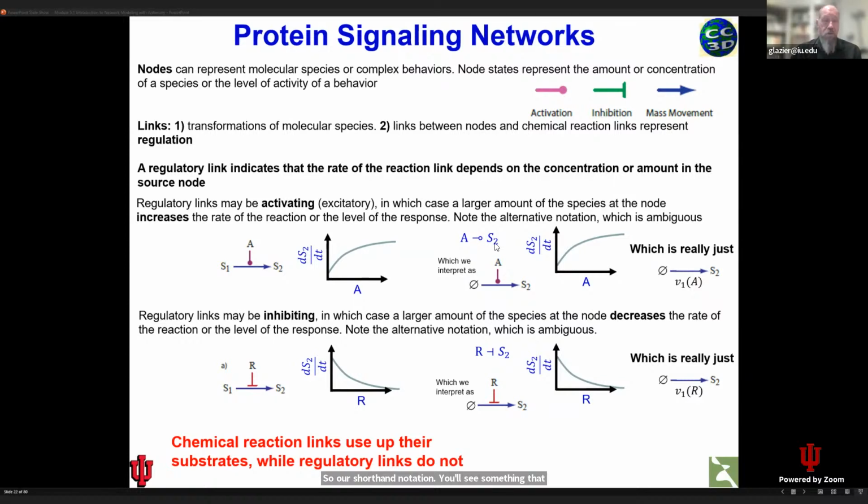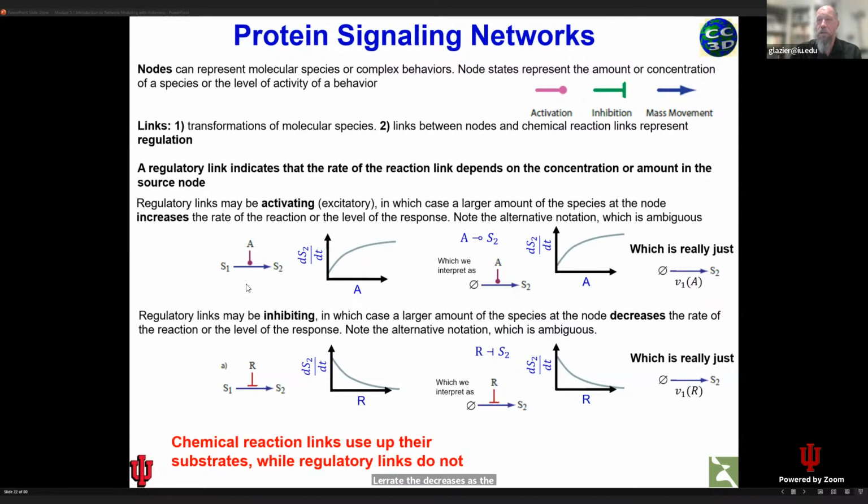A upregulates or activates S2, and that really is a chemical reaction. Something we don't care about becomes S2, regulated by A, and that's a chemical reaction. Nothing, a dangling arrow, goes to S2 at a rate V1 depending on A. You can also have inhibition, which is represented by a T arrow, in which case the more of the inhibitor we have, the less fast the reaction occurs.